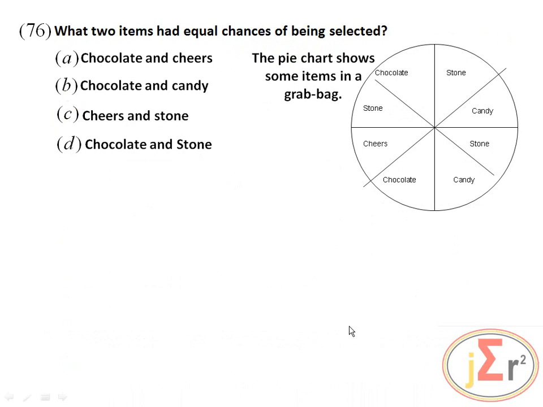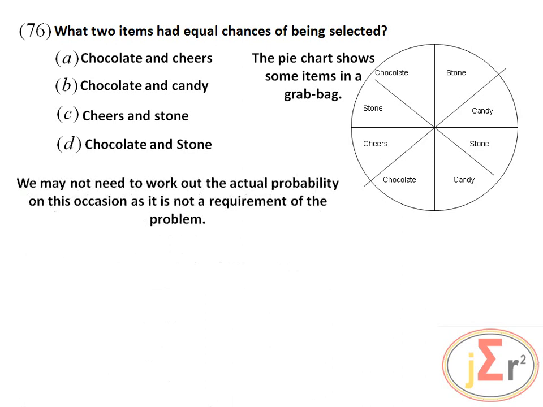The other question is also based on the previous pie chart, and we have it right there. It says, what 2 items had equal chances of being selected? We may not need to work out the actual probability on this occasion, as it is not a requirement of the problem. Write down the number of each item.